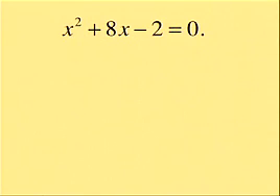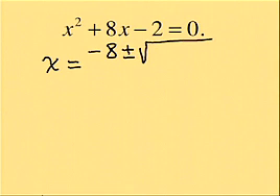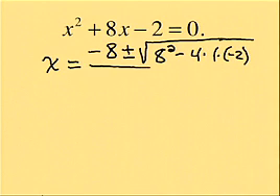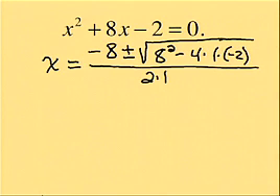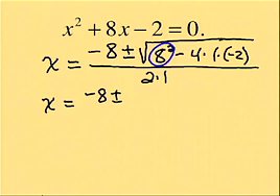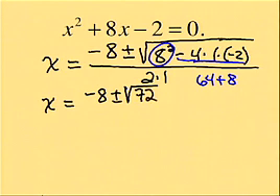And what we would have is that x is equal to negative b plus or minus the square root of b squared minus 4 times a, which is 1, times c, which is negative 2. And that's all over 2 times a, which is 2 times 1. If we simplify this, we get x equals negative 8 plus or minus. Well, underneath here, 8 squared is 64. Then we multiply the 4 times the 1 times the negative 2, and that's actually, including the negative here, would become plus 8, which means underneath there we have the square root of 72. And that's all over 2.